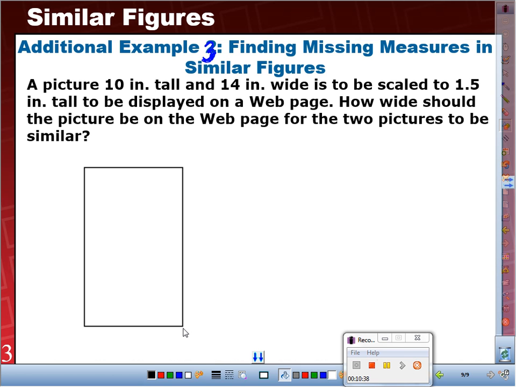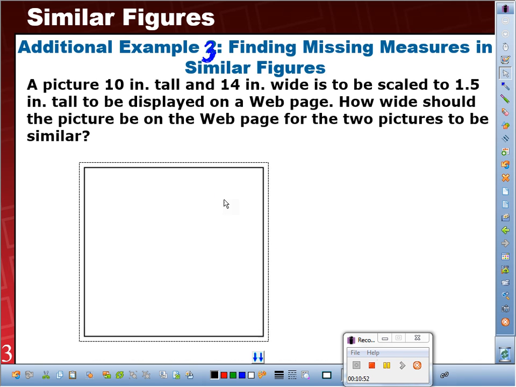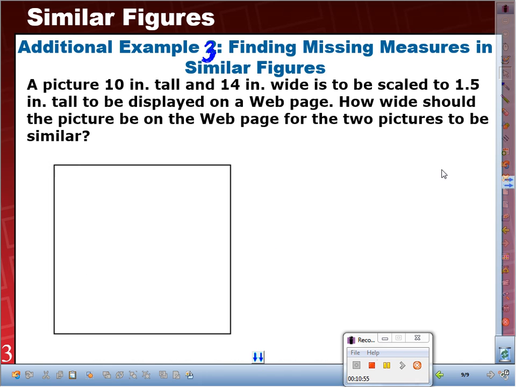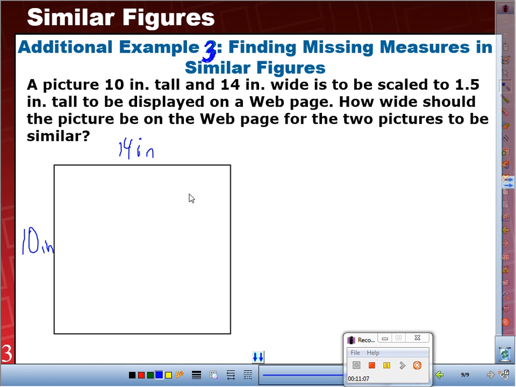Let's draw first a big rectangle here. That's going to indicate that that's our big picture. How tall is it? 10? Oh, hold on. Let me fix this a little bit. There you go. 10 inches tall. Label that. And 14 inches wide. That's the original picture.